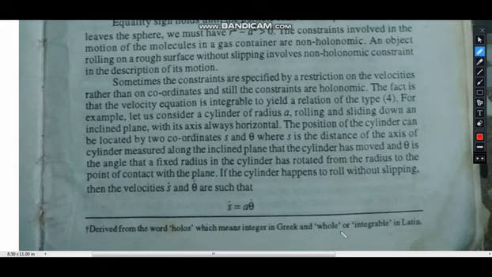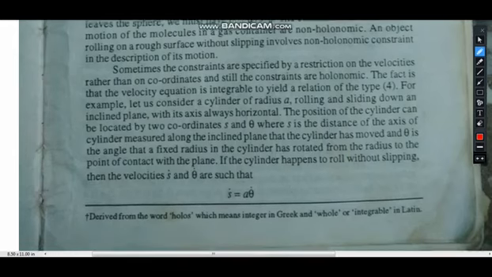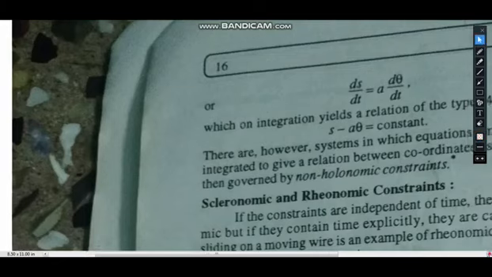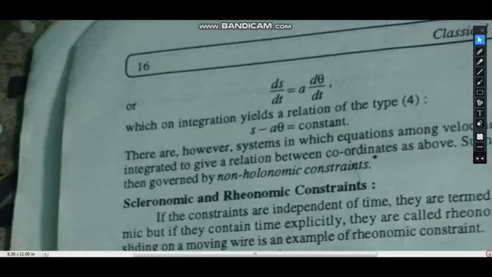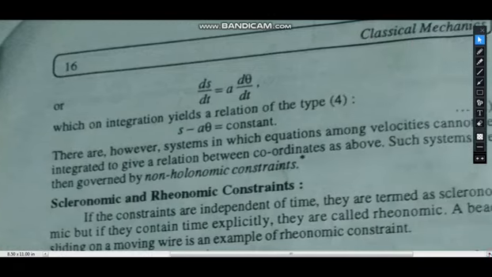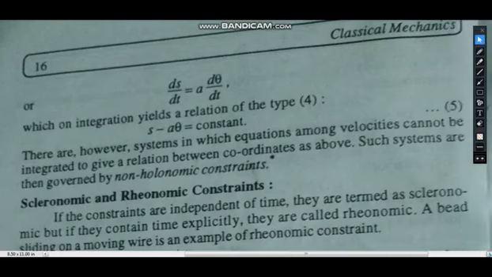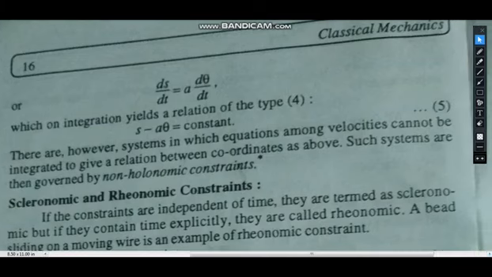We can integrate that. Here the coordinates are not involved, the velocity is involved, but if you integrate, ds by dt is equal to A into d theta by dt, instead of S dot and theta dot. If you integrate this equation, the differentiation and integration get cancelled, and you will be getting S is equal to A theta. But plus A theta, when it comes to this side, will become minus A theta, and on integration you get a constant term, so S minus A theta is equal to constant. This is the fifth equation.